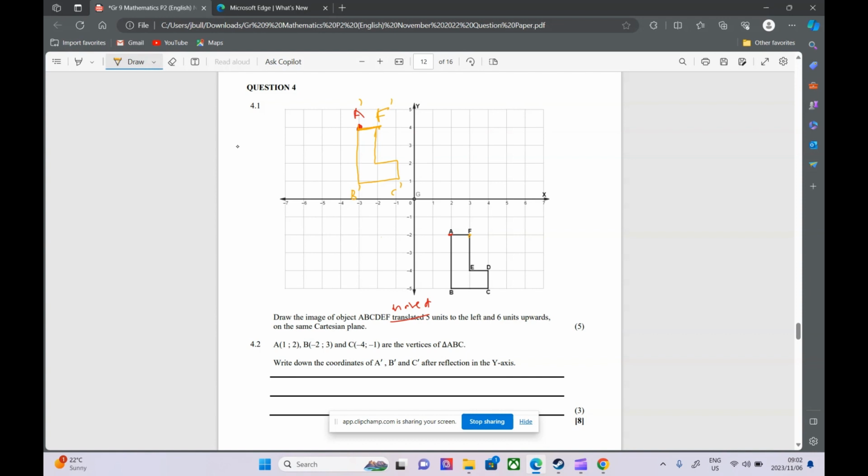Okay, and then E and D. So that's all they want you to do. So nice, easy mark, just redraw that shape. Obviously yours would be a little bit straighter because you're going to use a ruler.